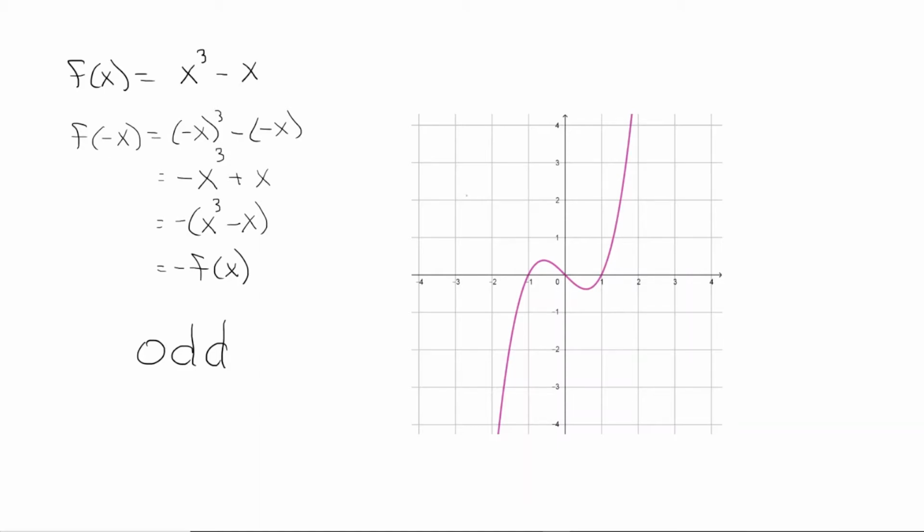This is what the graph of x cubed minus x looks like. And the main thing to notice is if I were to take this graph and turn it a full 180 degrees, the graph would look the same as it does here. So this is in fact symmetric with respect to the origin.